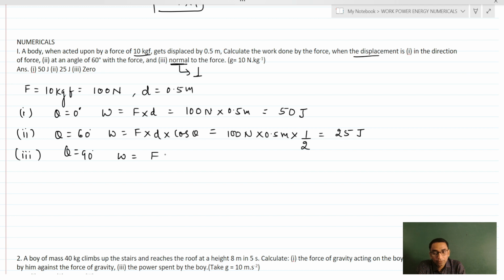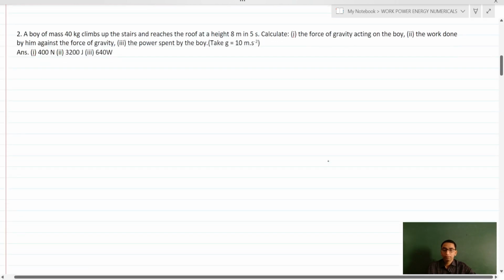The work done is equal to F into D into cos theta. So 100 into 0.5 meter into cos 90. Cos 90 is 0. So your entire answer is going to be 0 joules. No work is done. Right? Like that. Let's move on to the second problem.